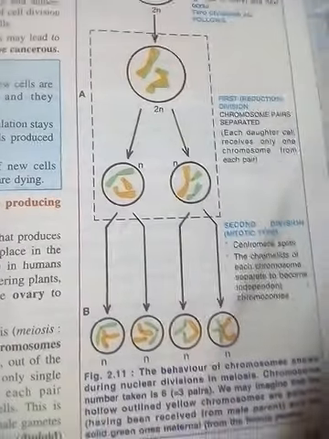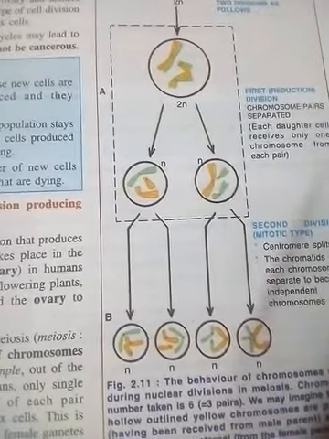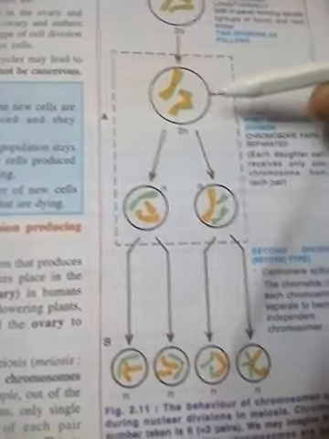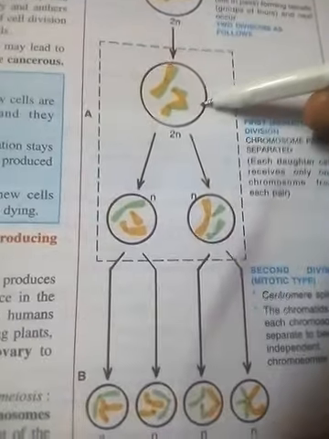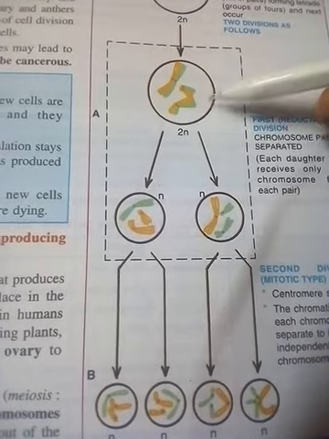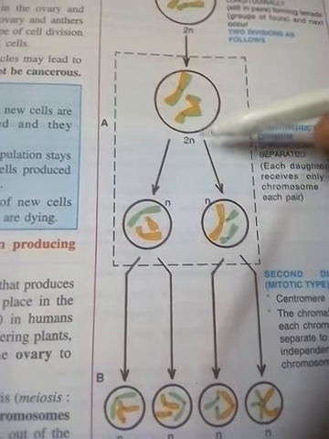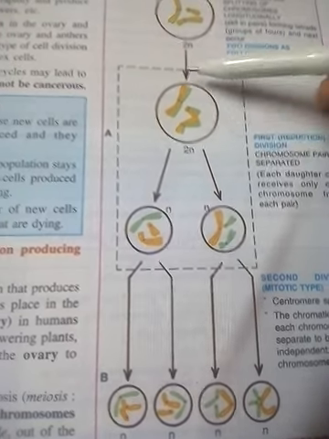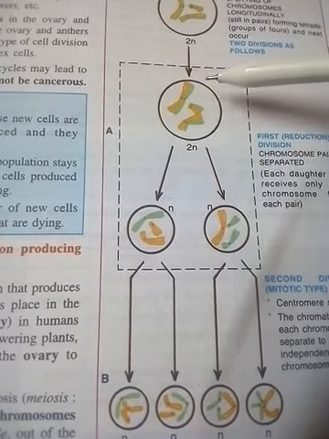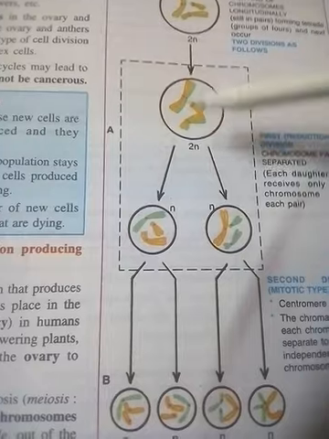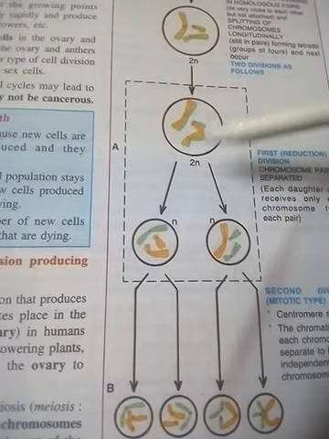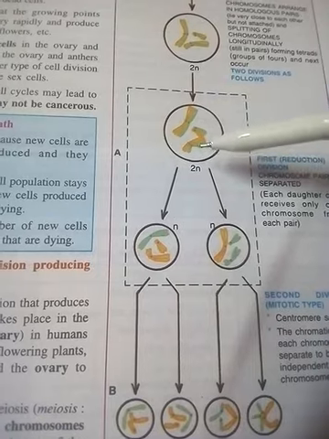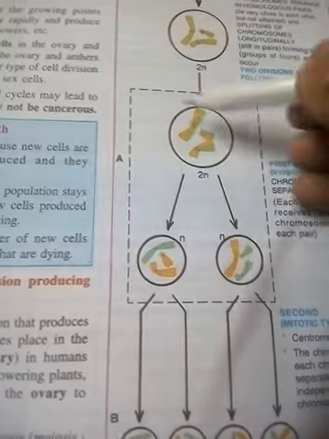Hello students, in this video I will discuss the process of meiosis, or meiotic cell division. First, this is a diploid cell, denoted by 2n, and here 2n equals 6. In this diploid cell, 6 chromosomes are present, or 3 pairs of chromosomes.